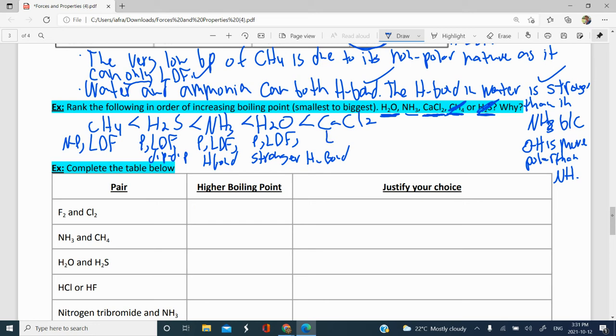And then lastly, we'll have CaCl2. This has LDF, but the main reason here is that it's ionic. And so this is a great question because it really forces you to look at, do you have polar, ionic, non-polar, hydrogen bonding? What type of intermolecular forces do you have?